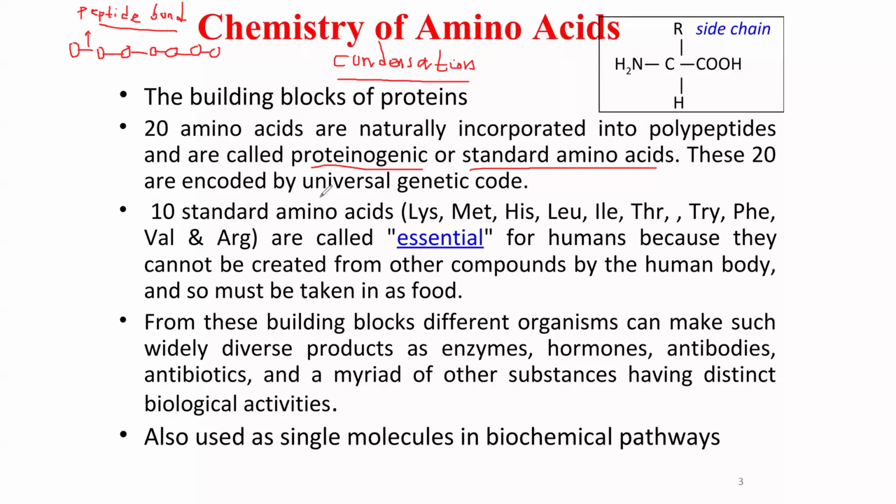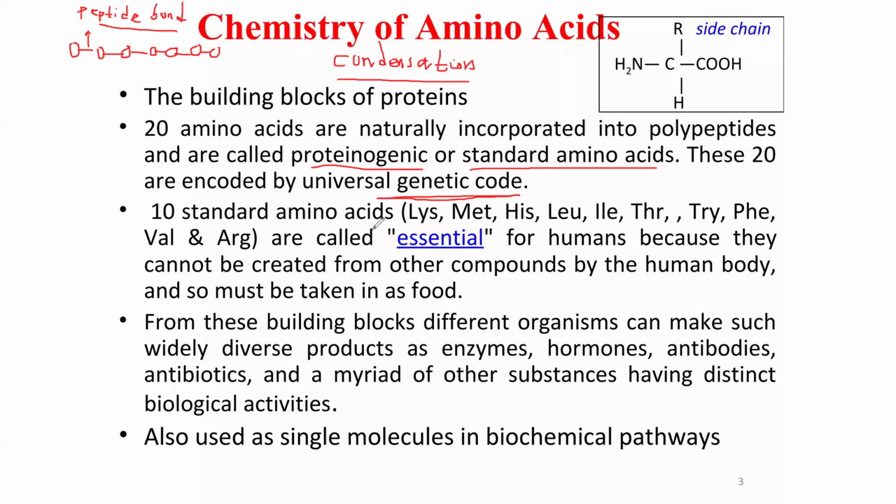So proteinogenic or standard amino acids are those involved in protein synthesis. And these 20 amino acids are encoded by the universal genetic code. That is what you call a genetic code, which uses triplet codons. Each of these triplet codons codes for a specific amino acid.